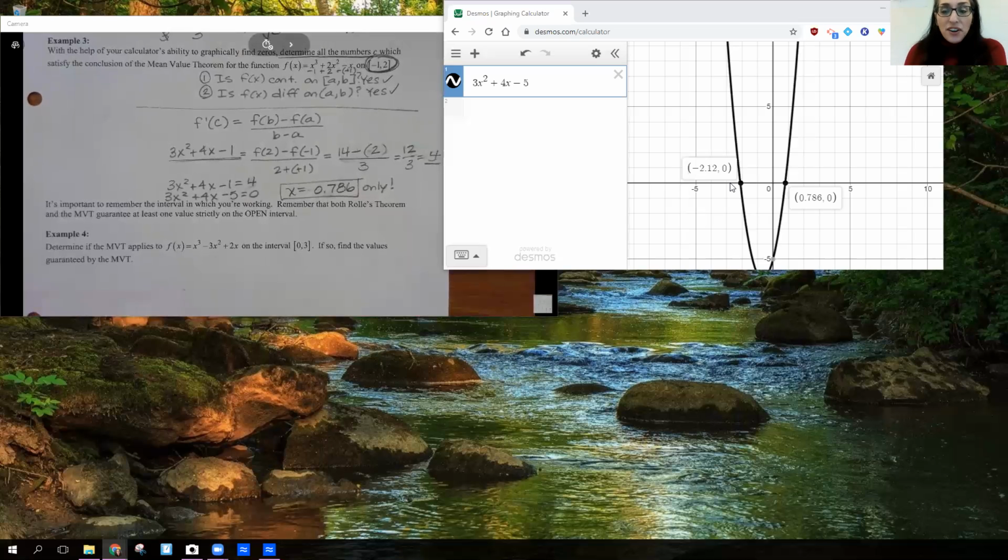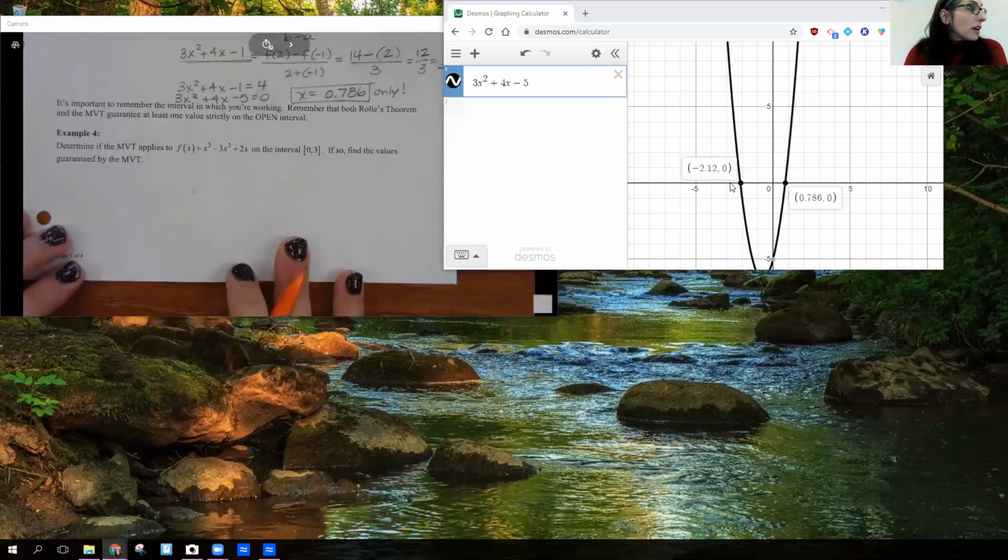Any questions so far? So basically what you're doing is you're checking for continuity. You're checking for differentiability. If both of those answers are yes, then you're on to the next step, which means you're taking the derivative and then plugging your endpoints into a slope formula, okay? That's the whole name of the game here.